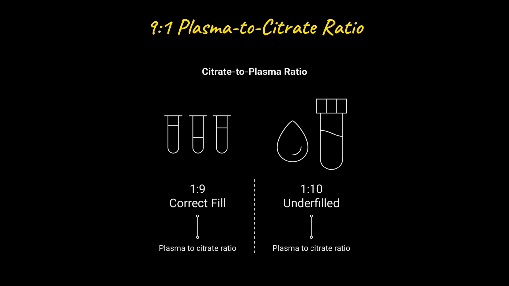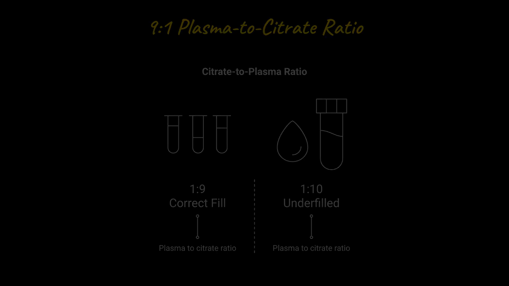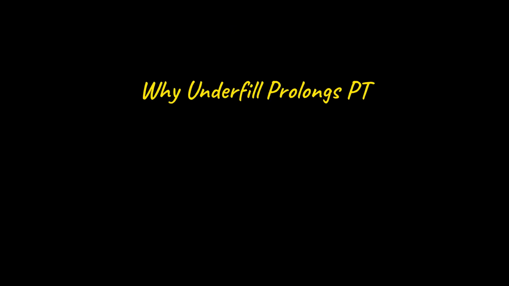When the tube is underfilled, the ratio shifts, so there is more citrate per unit of plasma. The assay reverses chelation by adding calcium back at the start of the test, but excess citrate from the underfill binds more of that added calcium, leaving less free calcium to drive the clotting cascade. So the measured clotting time stretches longer than the patient's true physiology.